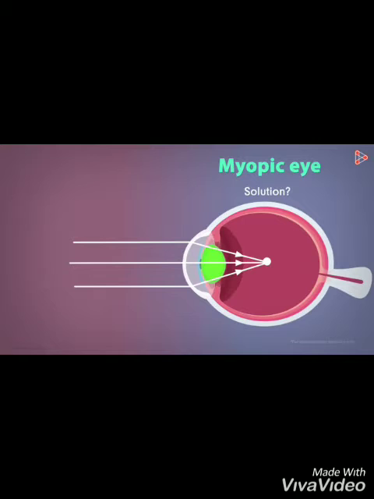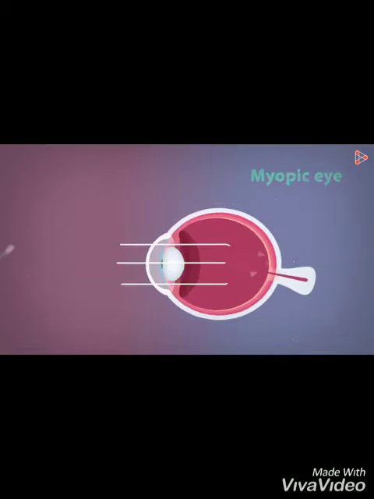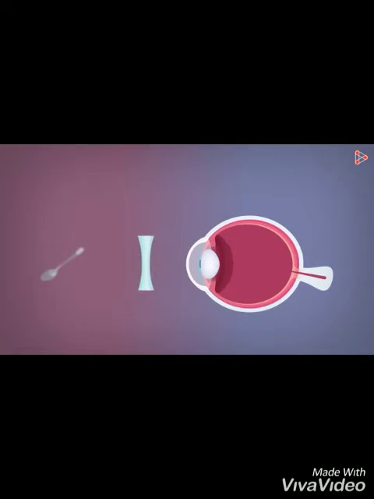So how do we overcome this eye defect? It can be corrected by using a concave lens. We place a concave lens in front of a myopic eye. Why concave lens? We know that the concave lens diverges the light. And these divergent rays fall on the lens at such an angle that they refract and come together on the retina, not in front of the retina.